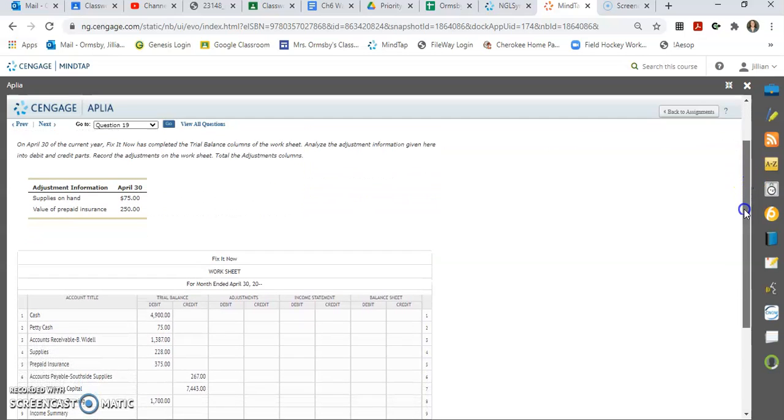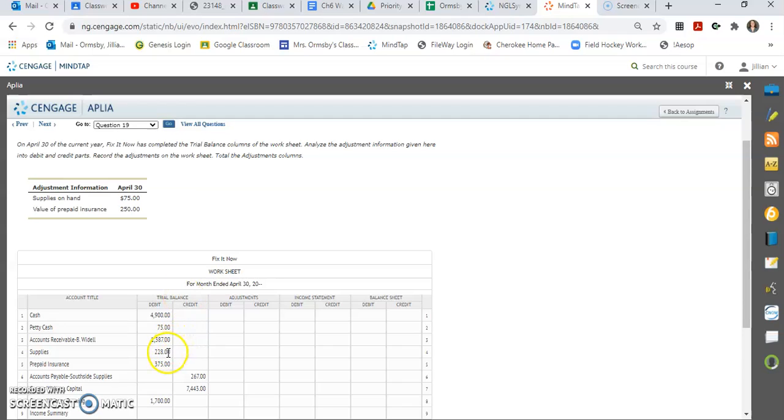So it says on April 30th of the current year, Fix-It Now has completed the trial balance columns of the worksheet. Analyze the adjustment information given here into debit and credit parts, record adjustments on the worksheet, and total the adjustment columns. So the biggest mistake that people make is they see the amounts given here and they automatically plug them in. However, what we have to do is figure out how much we used. What's listed here is how much we have remaining.